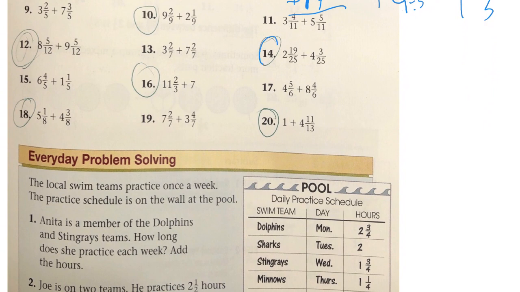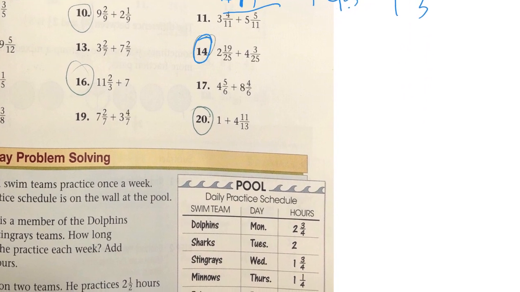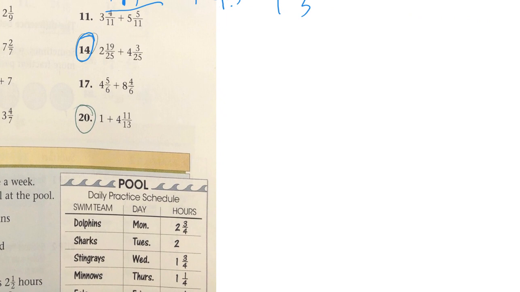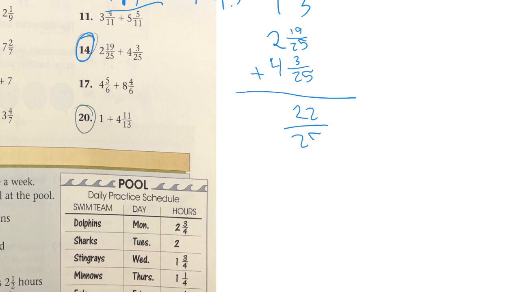Let's try 14. I'm going to move it over first, run out of space on that first one. So I'll rewrite it. 2 and 19 over 25, oh, it's still plus 4 and 3/25. So we add the numerators, and that gives us 22 over 25, and then 2 plus 4 is 6.